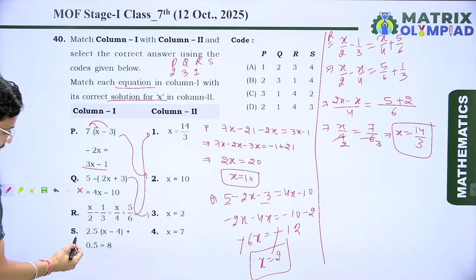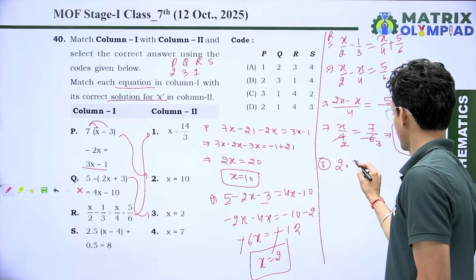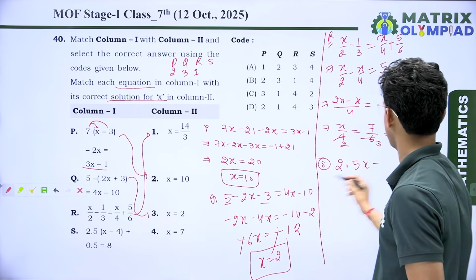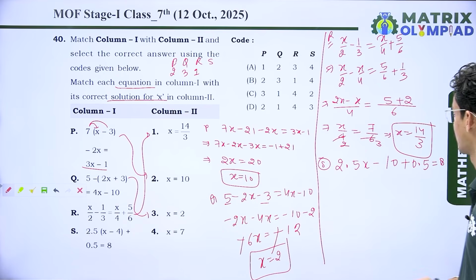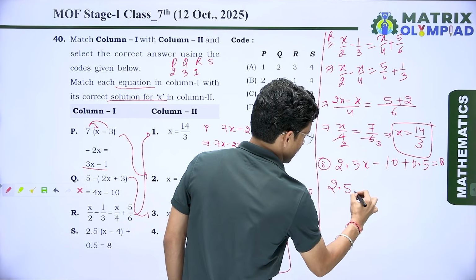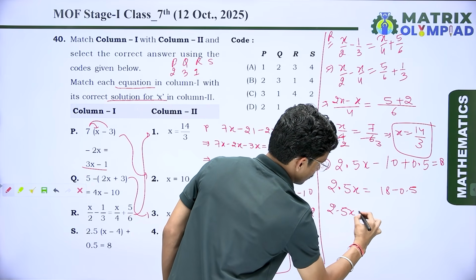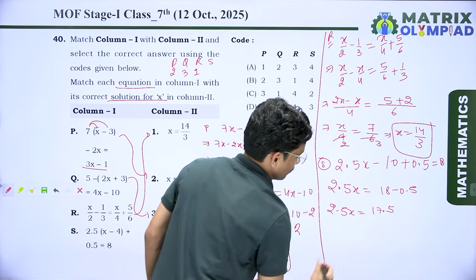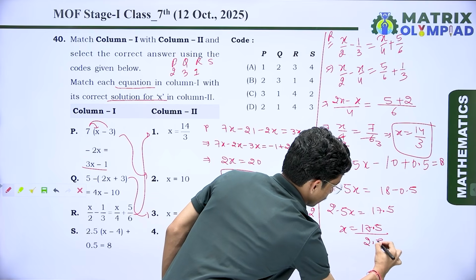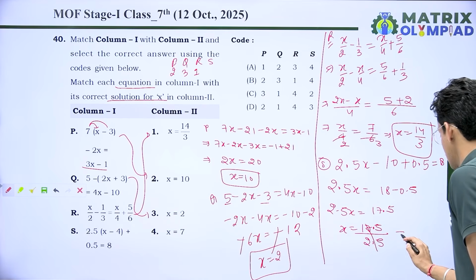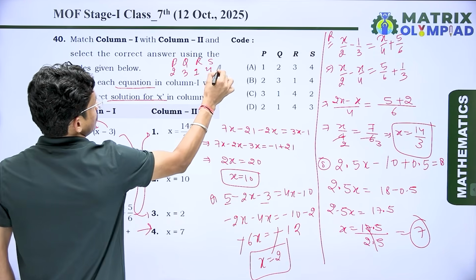Now last, that is S. So I can write here for S, 2.5 multiplied by x, that is 2.5x minus 2.5 multiplied by 4, that is 10, plus 0.5 is equal to 8. So I can write here 2.5x is equal to 18 minus 0.5. So 2.5x is equal to 17.5. So value of x is 17.5 divided by 2.5. When I simplify it, we get 7. So the value of x is equal to 7. It means S is connected to 4. So check which option is correct.